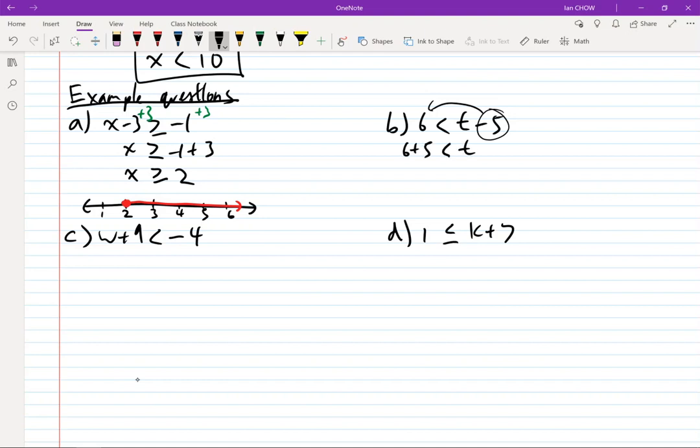And once we combine the like terms, 6 and 5, then it becomes 11 is less than t. Now, we're not used to reading these equations where the variable is on the right side. So what we're going to do, if 11 is less than t, it is actually the same as t bigger than 11. Okay, so if you swap it, make sure you completely mirror the whole equation. Make sure it still remains the same.